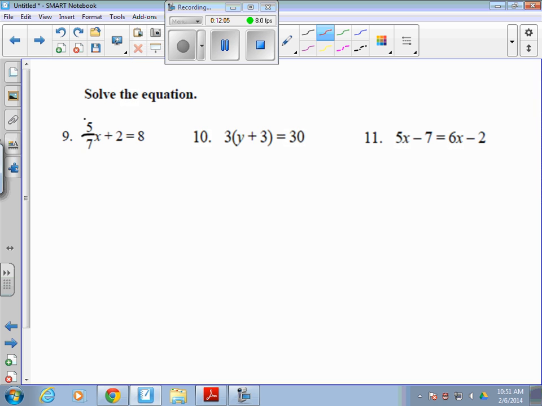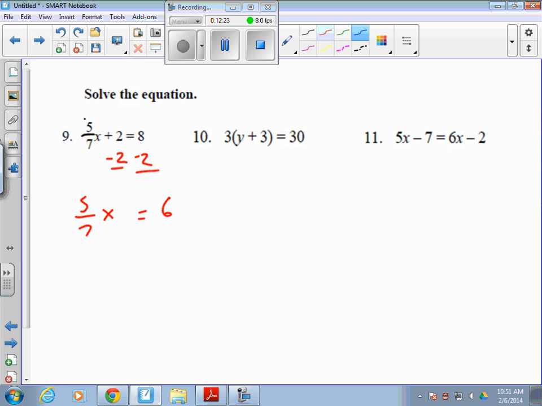Then we've got multiple step equations starting at number 9. You've got 5 over 7 times x plus 2. Get rid of the plus 2 when you follow your order of operations backwards. 5 over 7x equals 6. That says 5 over 7 times x, so you would undo that by dividing.